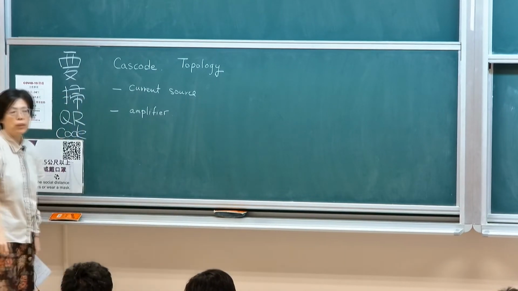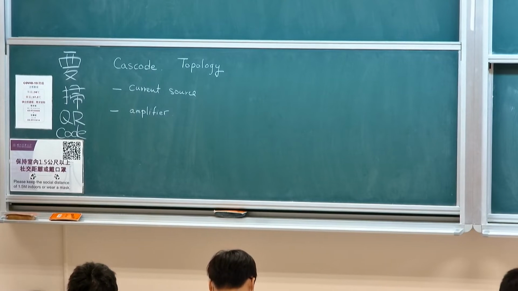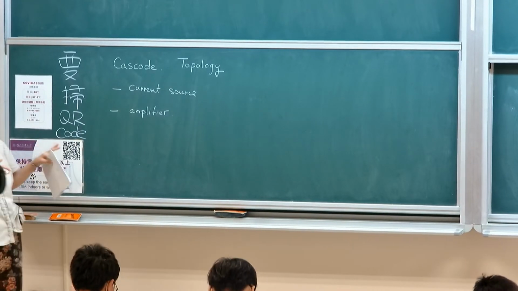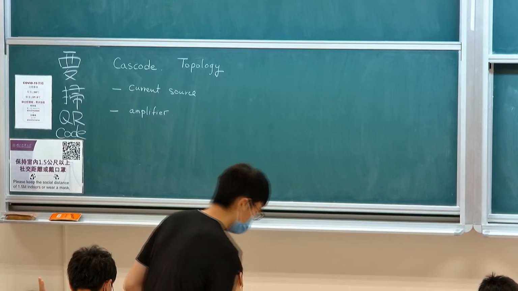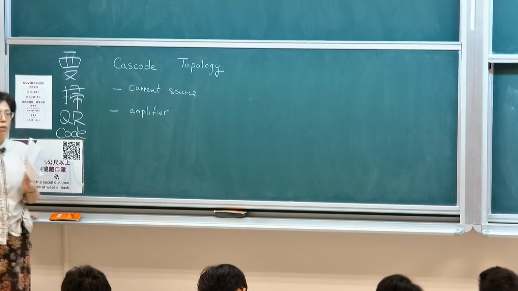Okay, so we're going to enter into chapter 9, which we're going to introduce. We're going to talk about two topics mainly. One is the cascade structure, the other is current mirror. For today, we're probably just going to start on introducing what a cascade structure is and what the purpose of having a cascade structure is.